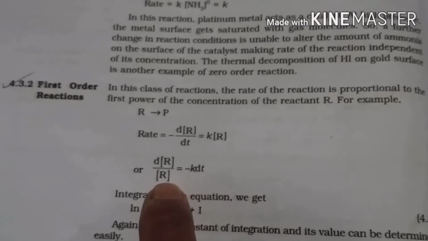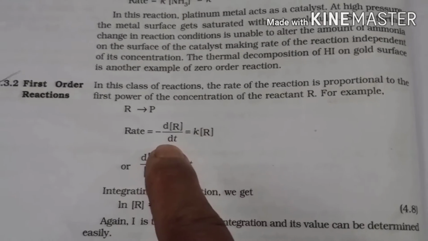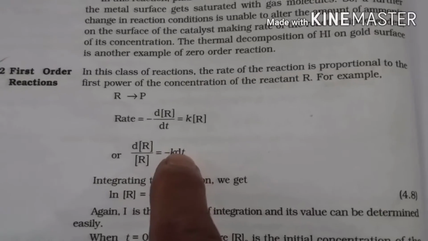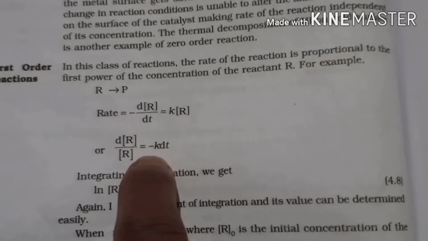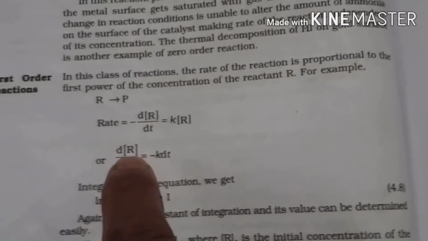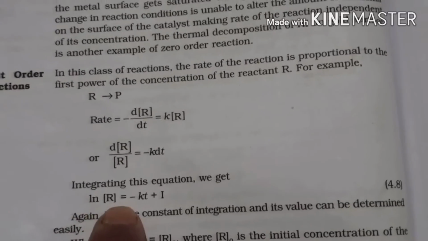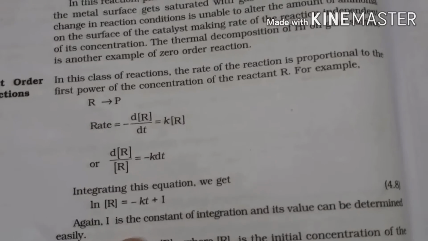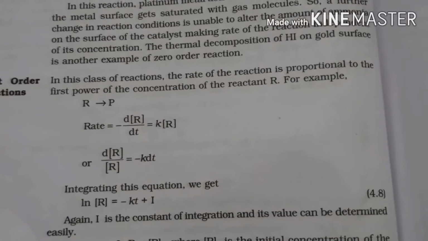Now here, dR by R is equal to minus k dt. Multiplying the minus symbol on both sides, and integrating this equation, we get ln R equal to minus kt plus I. Here I is a constant of integration and its value can be determined easily.